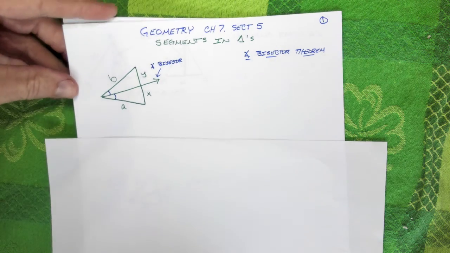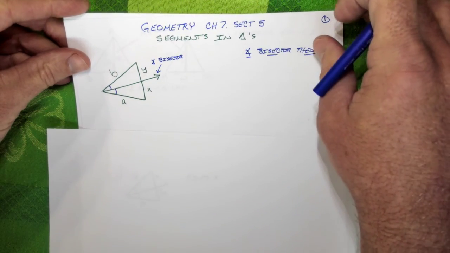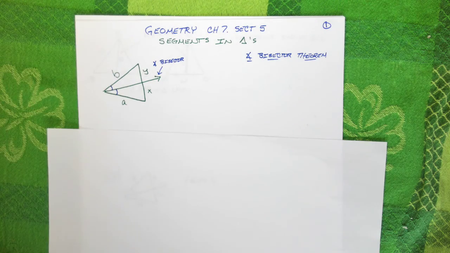We're in our fifth section of chapter 5, and we're talking about a couple of relationships that we're going to get in triangles, typically similar triangles, but sometimes similar triangles are going to be formed. So the first one we want to talk about is the angle bisector theorem.